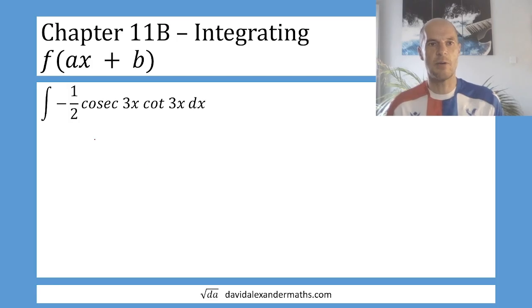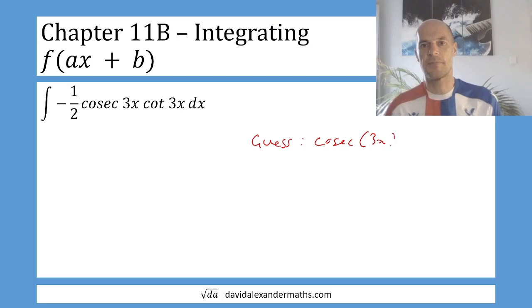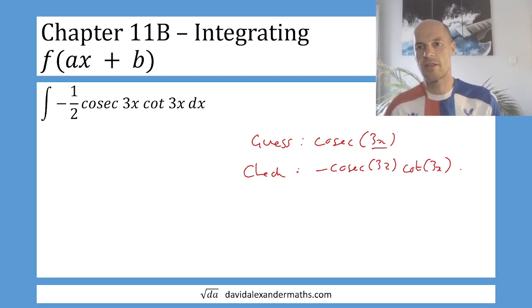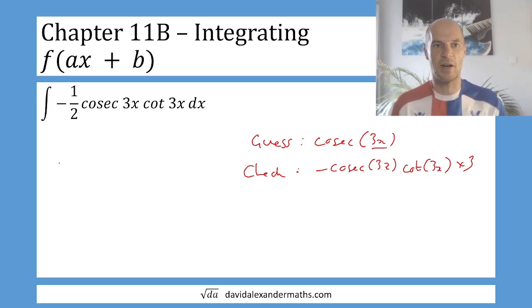Okay, here's another one. So we've got minus cosec cot, so hopefully we know that cosec goes to minus cosec cot. So let's try our guess of the cosec of 3x. So when I perform the check, that is going to be minus cosec 3x cot 3x multiplied by 3. But we don't want minus 3. We want minus 1/2. So we have 6 times more than we need. So therefore we need to divide this by 6.